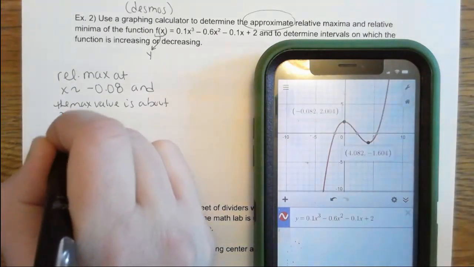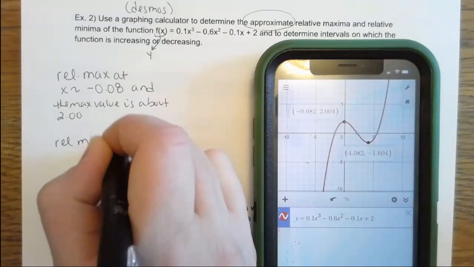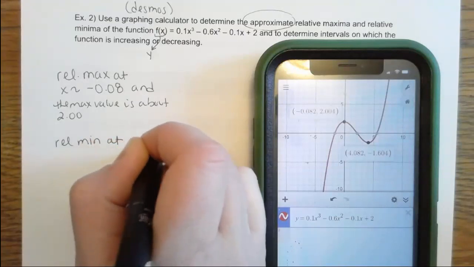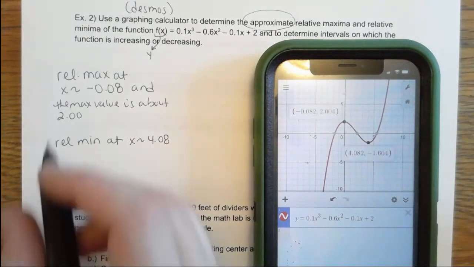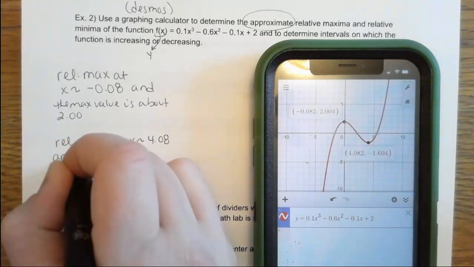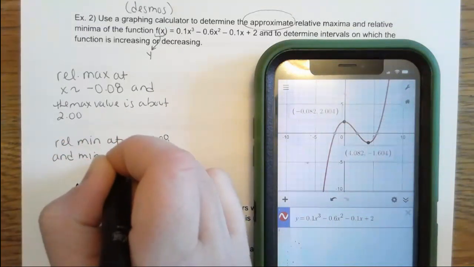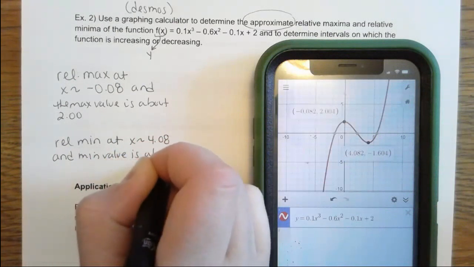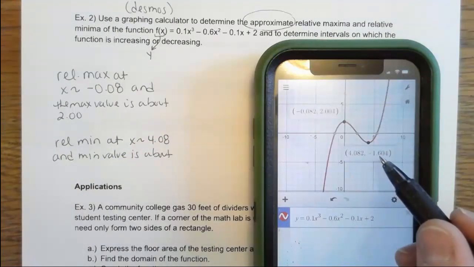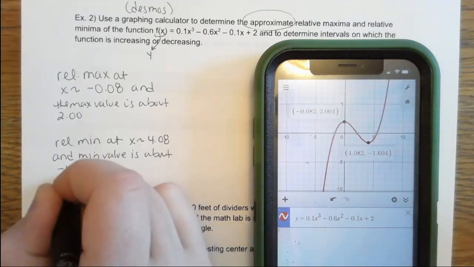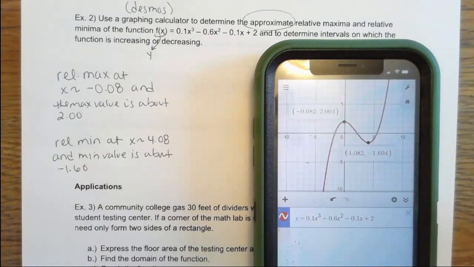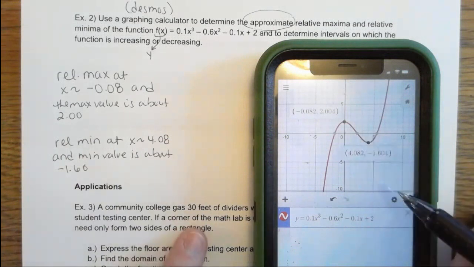So our relative min is at x is about 4, or 4.08 if you want to go out a few more decimal places. And the min value is about negative 1.60 if I round to 2 decimal places. So we have our relative max and min.